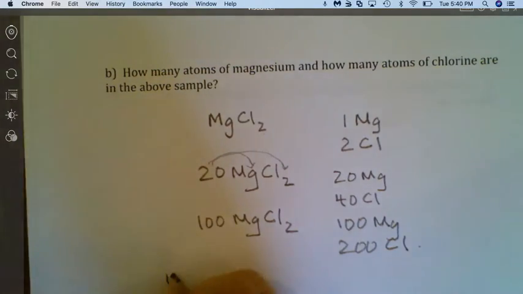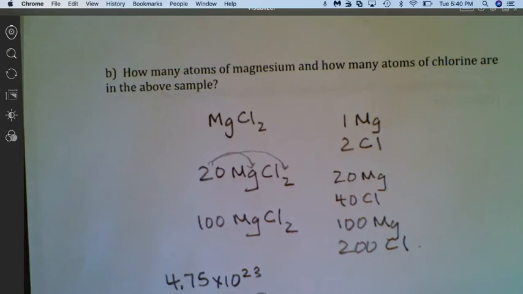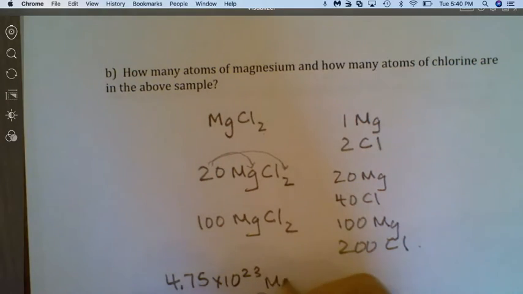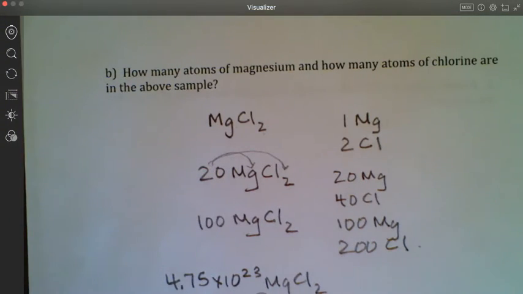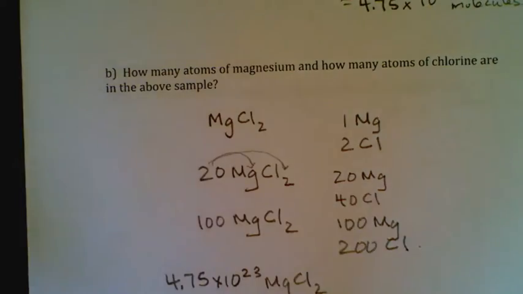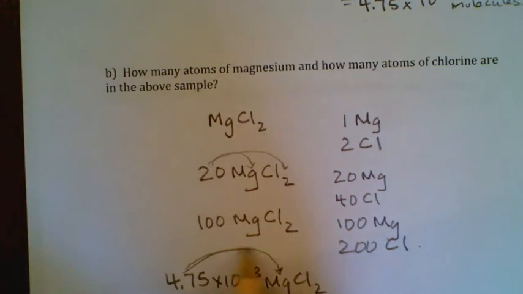What if I was to put 4.75 times 10 to the 23? So 4.75 trillion billion molecules of magnesium chloride. How many magnesium atoms would you have? So in this case, what you would do is exactly what you did before when you were working with numbers that didn't have any exponents.